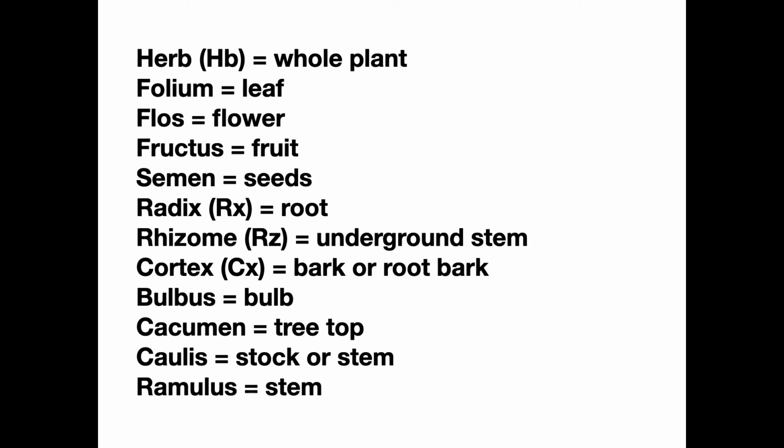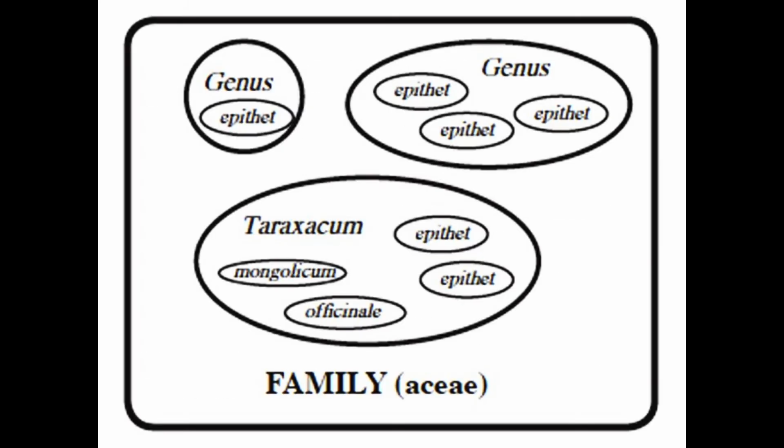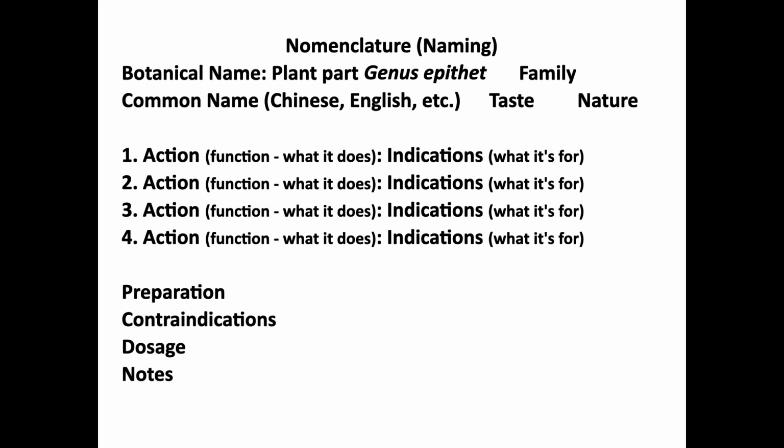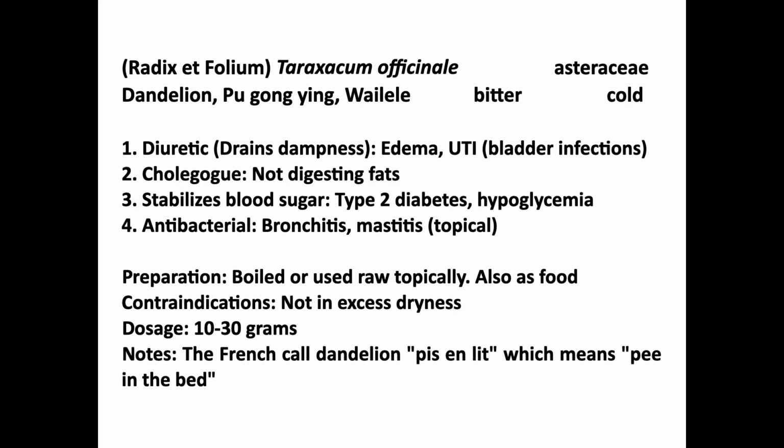So sometimes you'll have folium Taraxacum officinale, or floss Taraxacum officinale, or Radix Taraxacum officinale. So these are the different plant parts. So the radix might be abbreviated to Rx. So this is just an example of the other structures. This is the same thing as this. So this is the way the material will be presented.